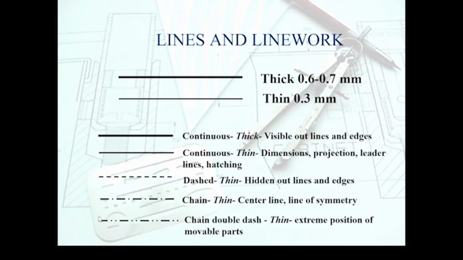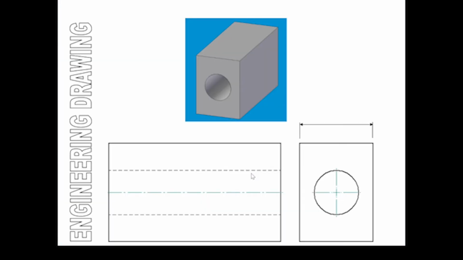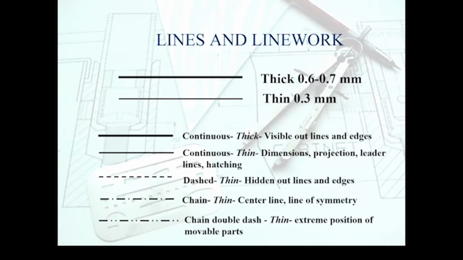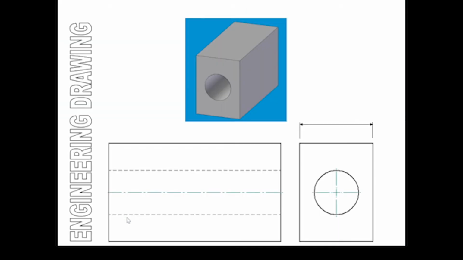If you are interested in finding out what the other line types are, you can refer to the British standards to be able to make yourself aware of that. So we have here a chain double dash line, which is used to show the extreme position. So imagine a situation in an assembly drawing where you need to show things that move, an arm that moves, etc. Basically, you can use a chain double dash to convey that motion.